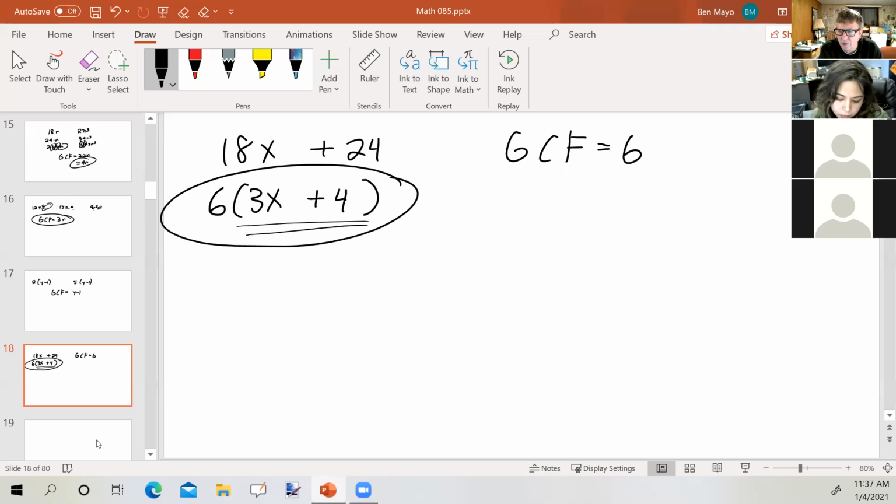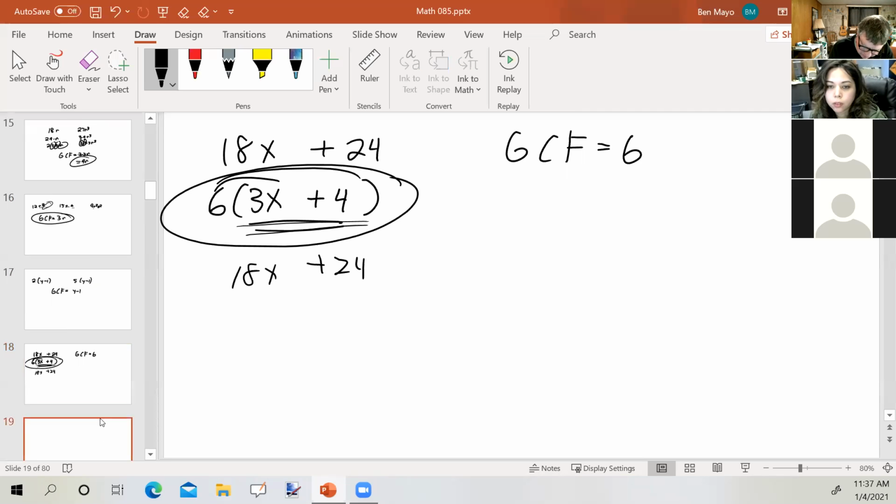How do you check to know that's correct? Two things. First of all, is there anything inside the parentheses that I didn't factor out that I could have? In this case, no. And secondly, if I multiply it back together, do I get what I started with? Yes, I do.